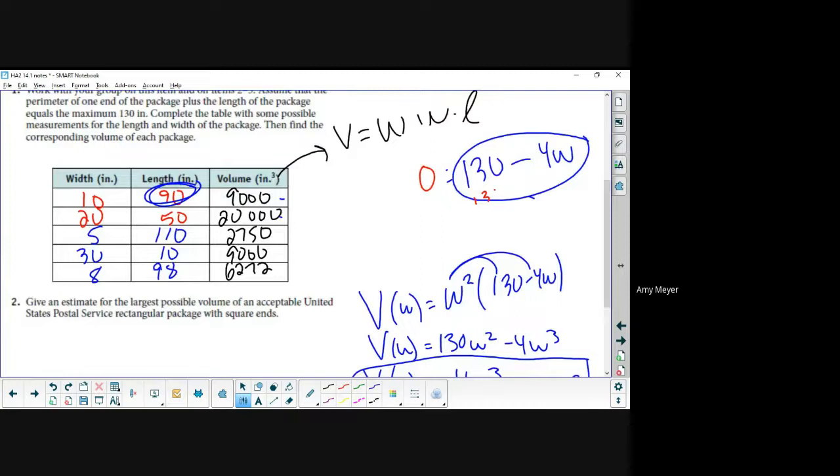So if I move the 4W over, divide by 4. Can you guys type in 130 divided by 4? 32.5. Thank you. This tells me what width I can go to. I can start at 0 and I can go up to 32.5. But once I get past 32.5, when I plug that in, it's going to give me a length of 0, and that's not allowed. Any bigger numbers are going to give me a negative. That's how you can figure it out.